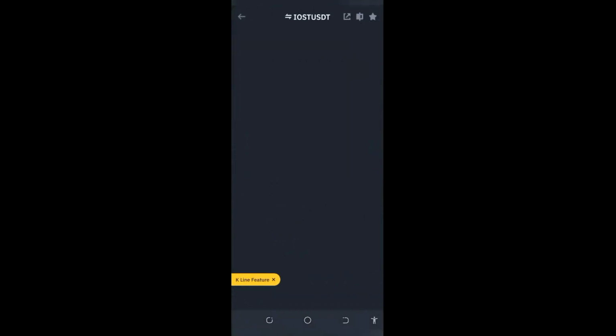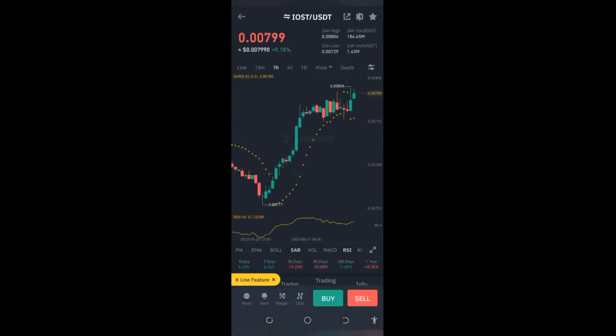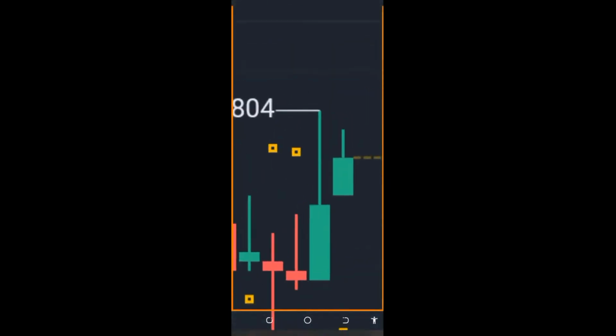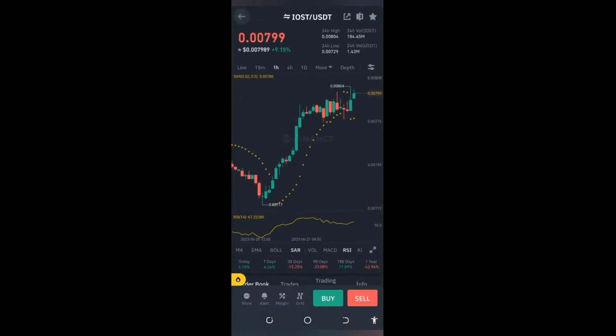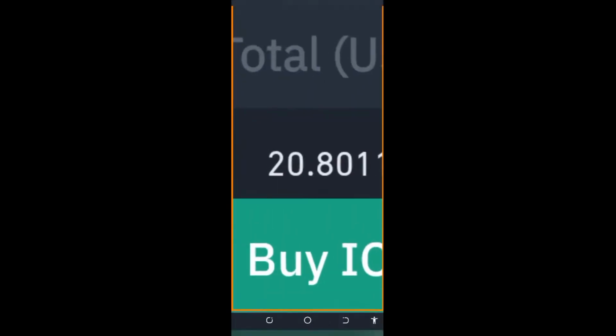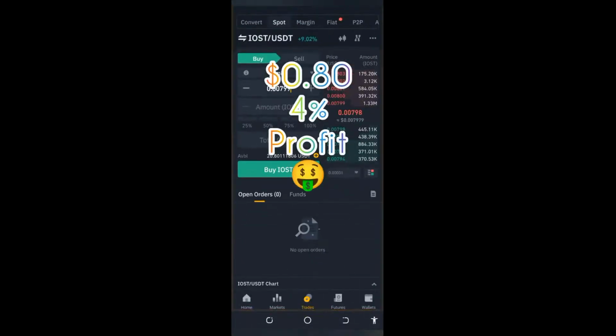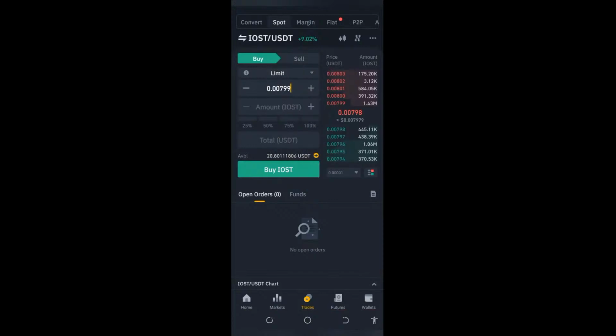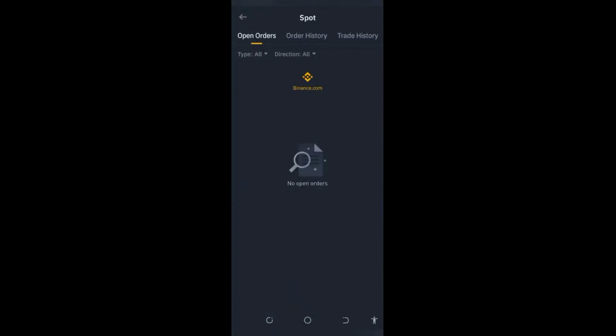Wow, what happened to IOST? It went all the way up. Look at this. Something actually happened. Wow, but that actually favored us, really, because now we've been able to make 80 cents over our $20. Oh my gosh, this is beautiful. This is beautiful. Yeah, let's go and check what happened here.